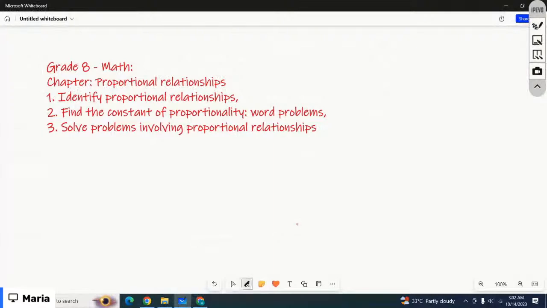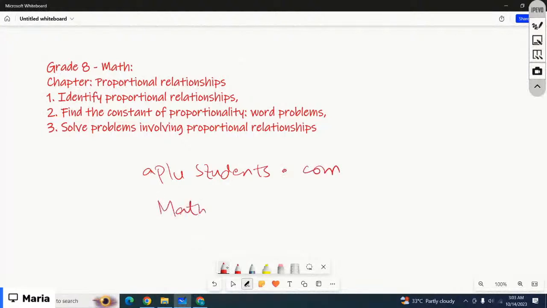So you can find all the lessons on aplusstudents.com. You have to log in there using your email address and password as provided by the administrator. Then you have to select math from the subject tab. Scroll down to grade 8 and then click on view all lessons. So there you can find a list of the chapters. We're going to start with the chapter proportional relationships.